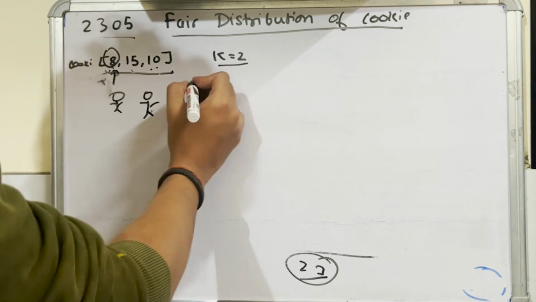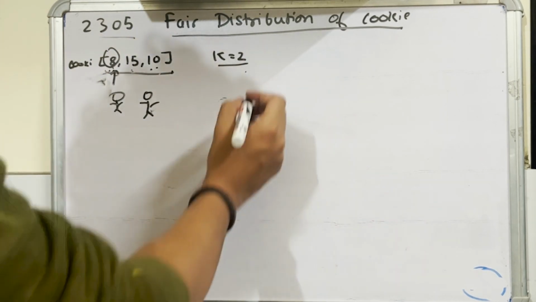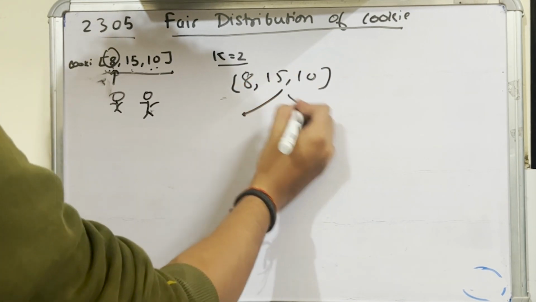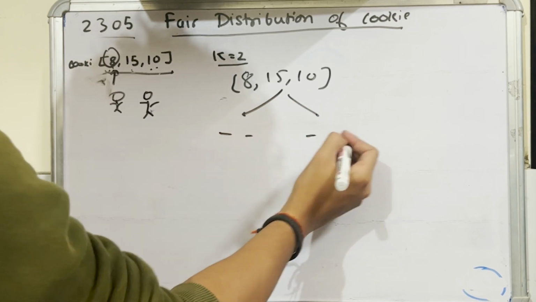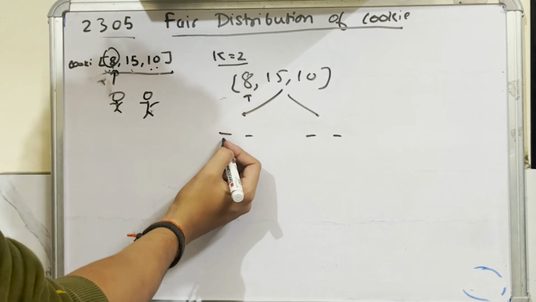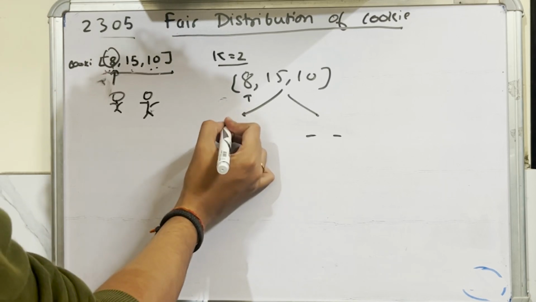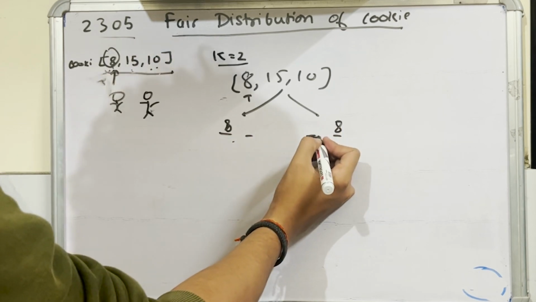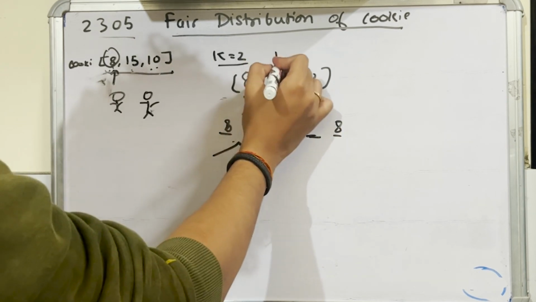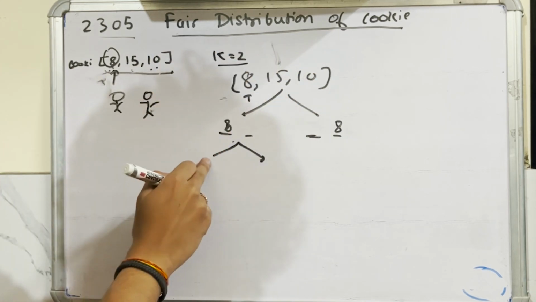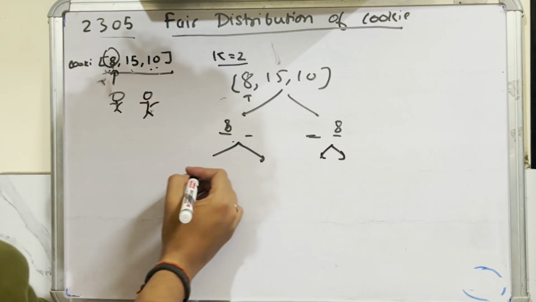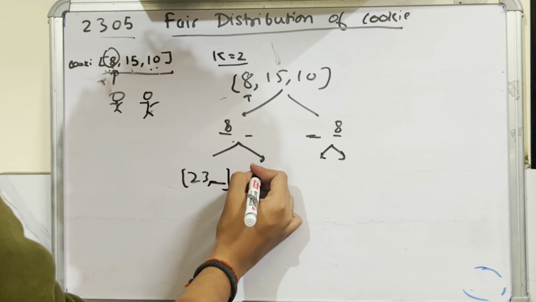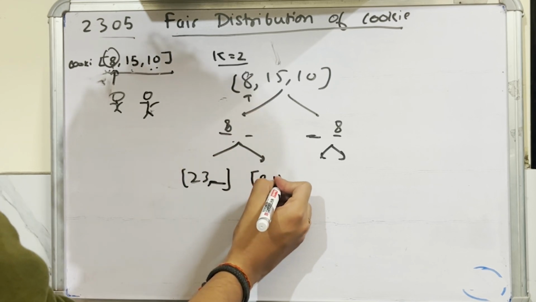If I explain, this is your array. Let me draw the recursion tree for this quickly. So you have 2 options. For 8, you can choose to give it to one guy or the second guy. If you give it to the first, it will be 8 and the second will be null. If you give it to the second, the first guy won't have any cookie. Then we have 15. You can decide to give 15 to the first guy or the second guy. If we give it to the first guy, it will be 23 and nothing for the other guy, and if you give it to the other guy, it will be 8 and 15.